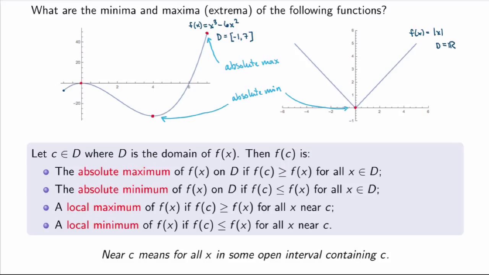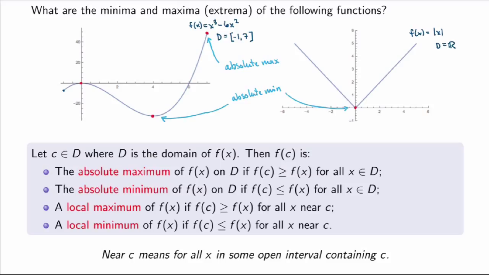All right, and we can also formalize what local max and min are. So a local maximum of f of x will be a value f of c such that it's greater or equal than f of x, but only for all x near the point c. And similarly, a local min will be a value f of c which is less or equal than f of x for all x near c. So what does it mean to say x near c? So there's a rigorous mathematical definition for that. It means that we're taking all x to be in some open interval that contains c.